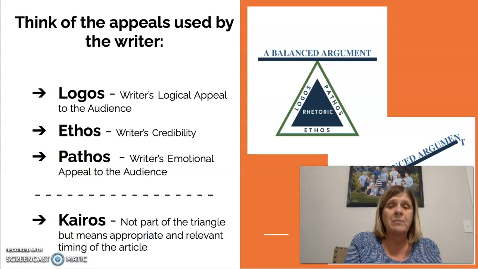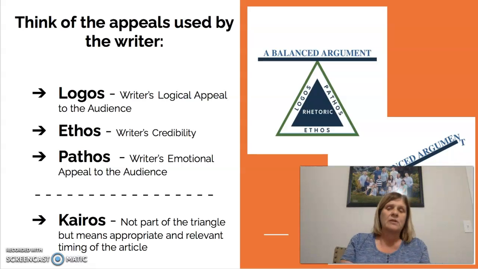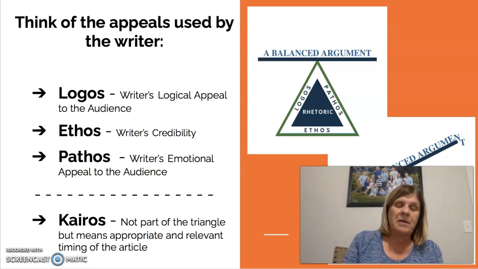Kairos, and what that means, it's not part of the rhetorical triangle that you can see on the illustration to the right that I put on there for you. But Kairos is really important because, while it's not part of the triangle, it means appropriate and relevant timing of the article. So for this one, you're going to have to do a little bit of background on the context of when the article was written and why that article worked for that particular time period. So that could be one of the appeals that you think about as well.